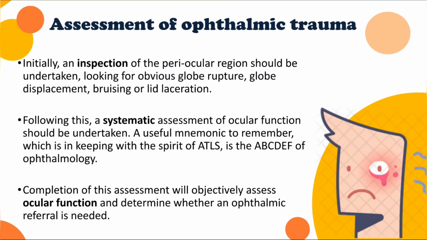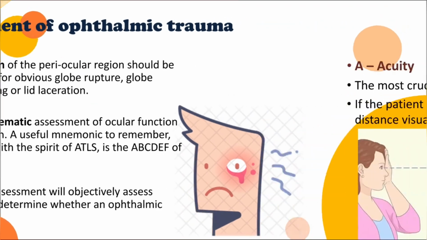So the assessment of ophthalmic trauma simply starts with an inspection. You have to inspect also the periocular region in order to look if there is any obvious globe rupture, if there is displacement, or if there is bruising, lid laceration. But then after that, you have to do it in a systematic way. The best one is the ABCDEF of ophthalmology. By doing this ABCDEF, it objectively assesses the ocular function and determines whether you need ophthalmological referral or not.